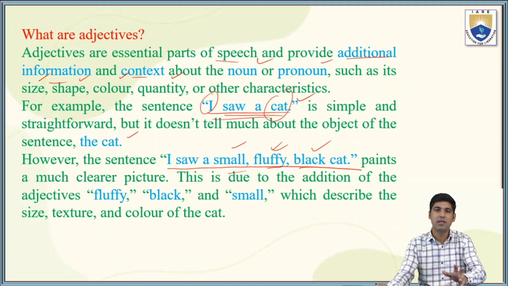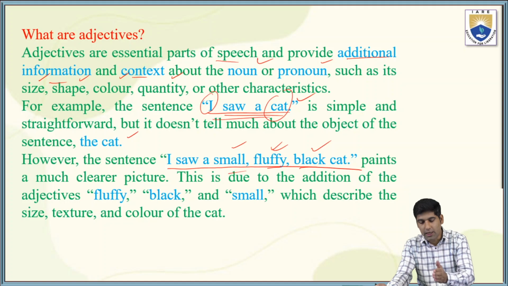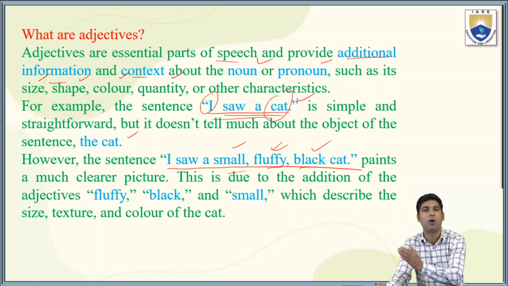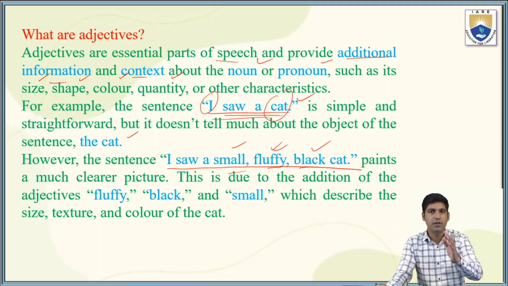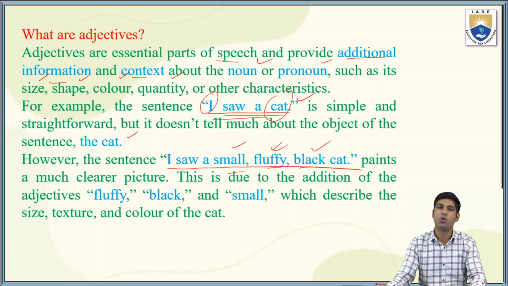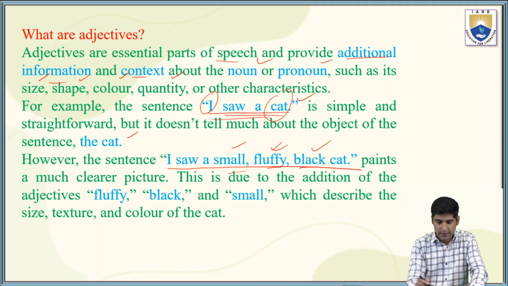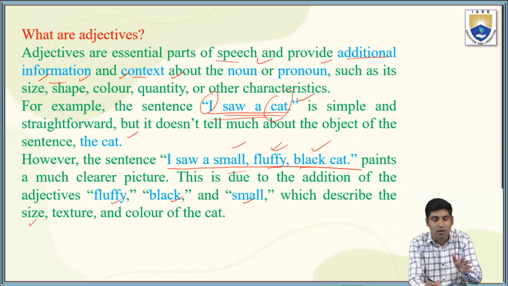Why are these three words adjectives? Because these three words give us some extra information about a noun. And according to grammar, when any word gives us some extra information about a noun, that word or those words are called adjectives. So these adjectives, fluffy, black and small, they describe the size, it's small.